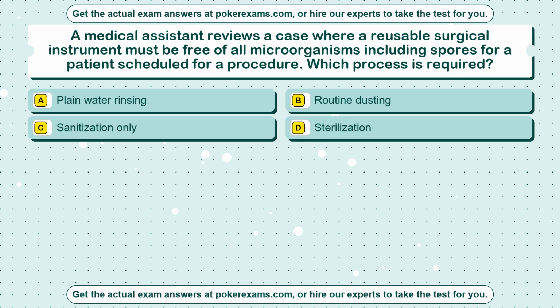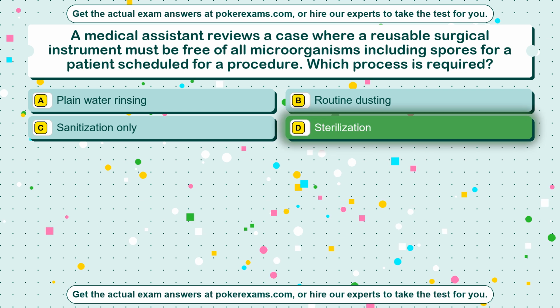Question 12. A medical assistant reviews a case where a reusable surgical instrument must be free of all microorganisms including spores for a patient scheduled for a procedure. Which process is required? Option A, plain water rinsing. Option B, routine dusting. Option C, sanitization only. Option D, sterilization. The correct answer is option D, sterilization.